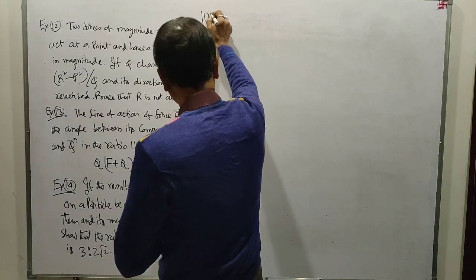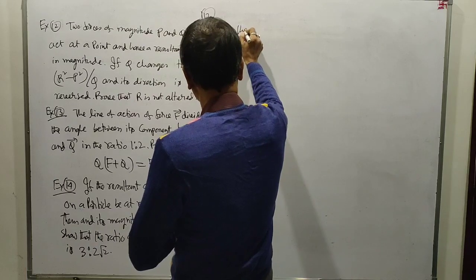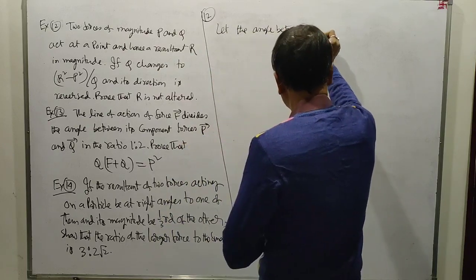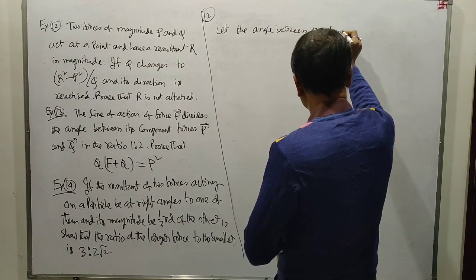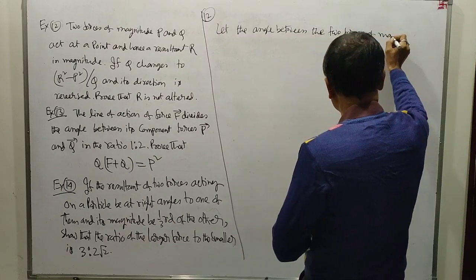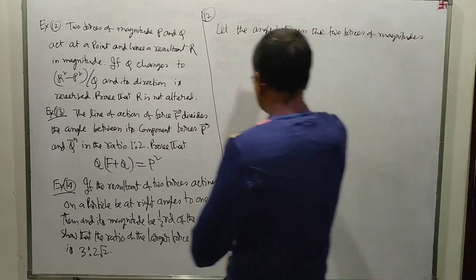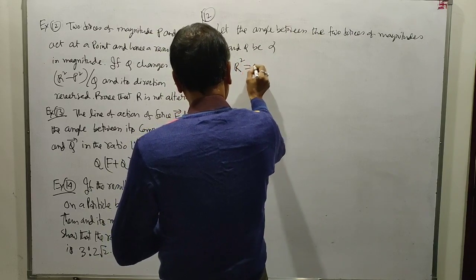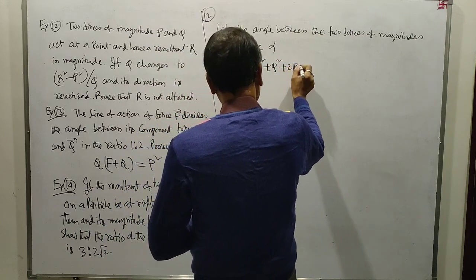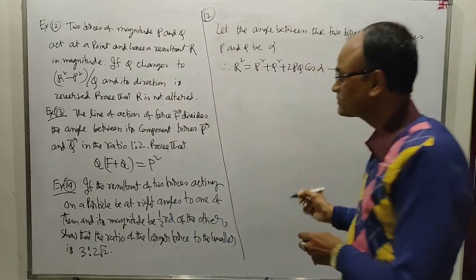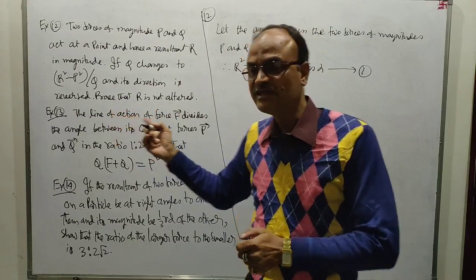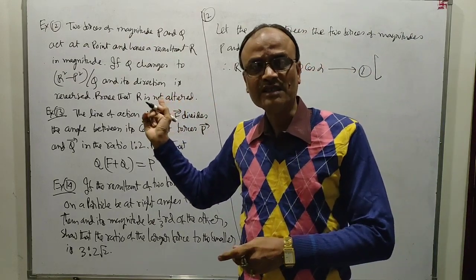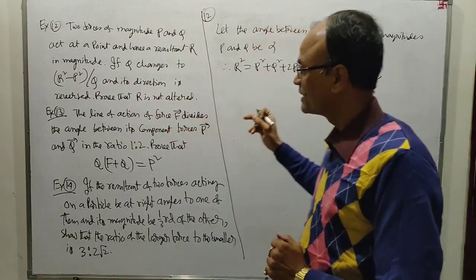Solution number 12. Let the angle between the two forces of magnitudes P and Q be alpha. Therefore, R square equal to P square plus Q square plus twice PQ cos alpha, since the resultant is R in magnitude of the two forces P and Q.